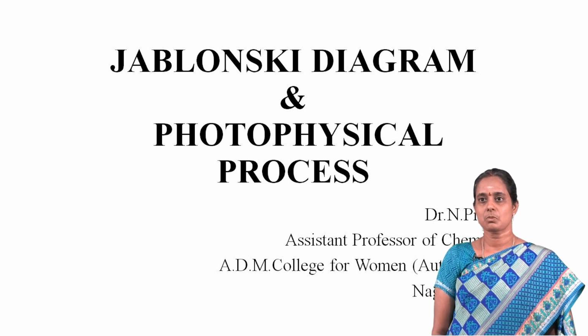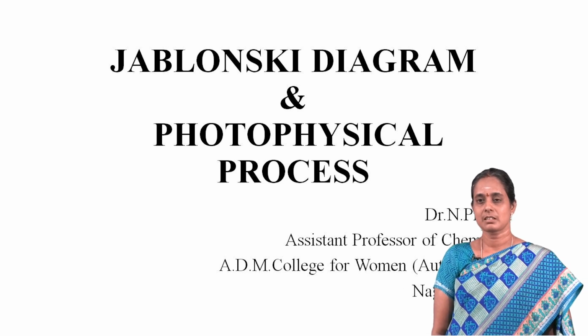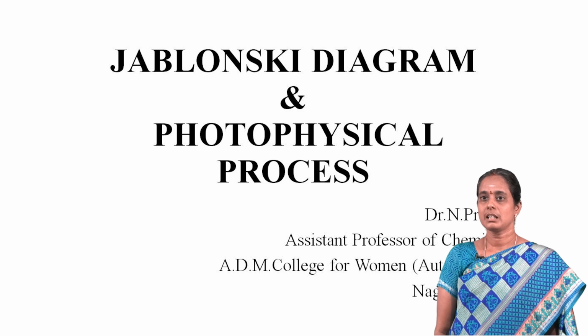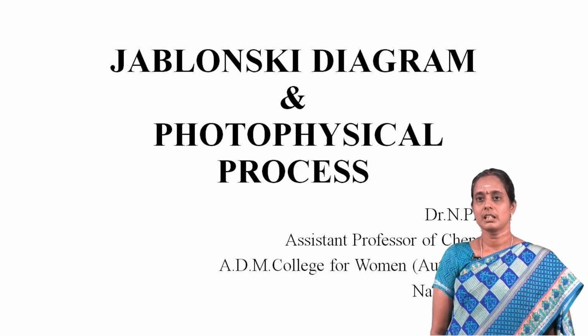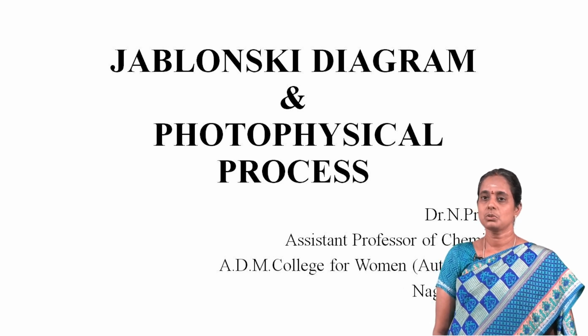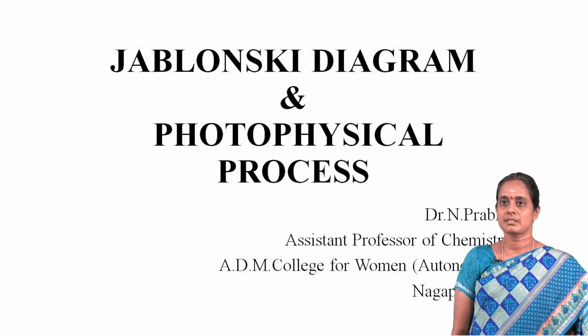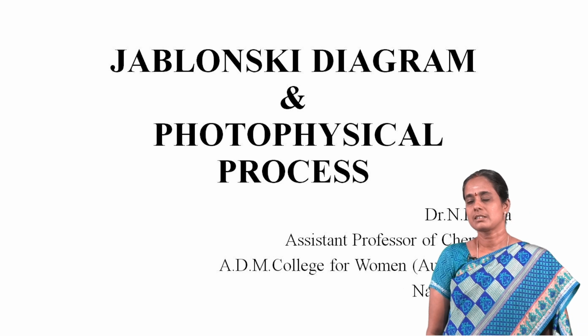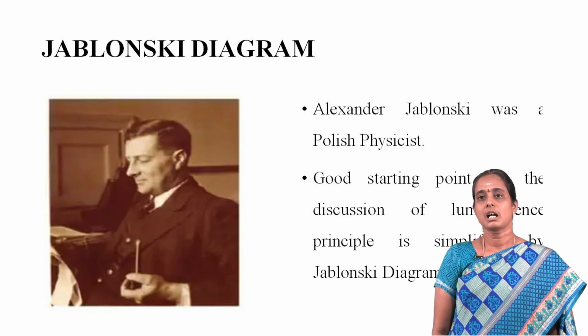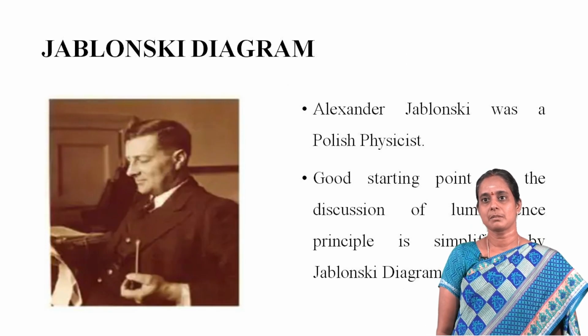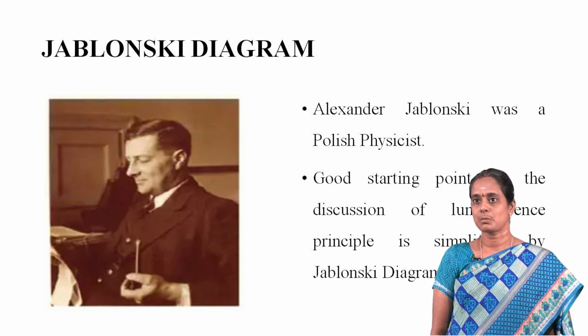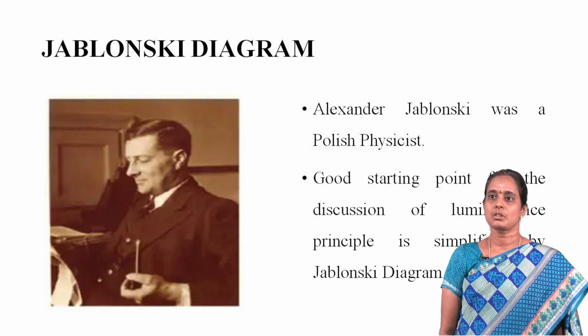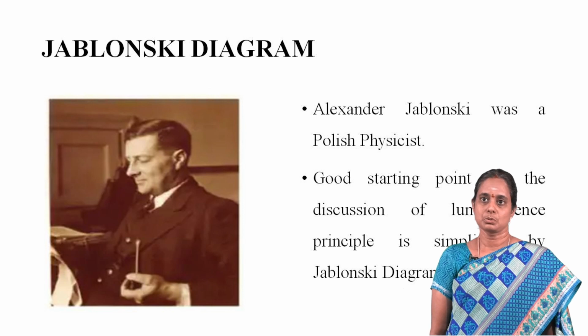Physical Chemistry 1 consists of 5 units. Unit 1 Group Theory and Photochemistry, Unit 2 Thermodynamics 2, Unit 3 Thermodynamics 3, Unit 4 Solution, Unit 5 is the phase rule. Now, I share my views on the Jablonski diagram and photophysical processes for Photochemistry 1, module 2.